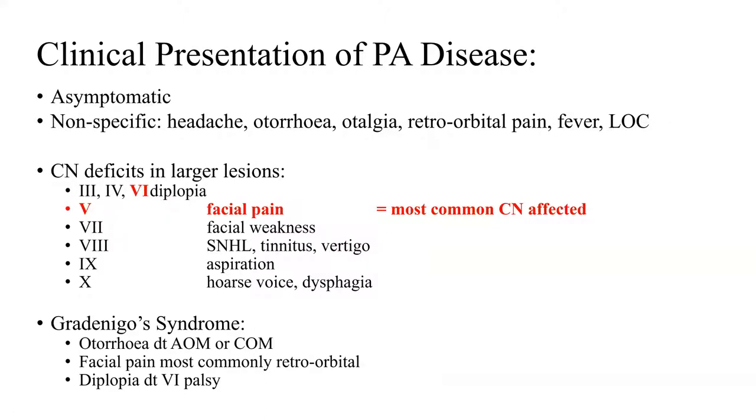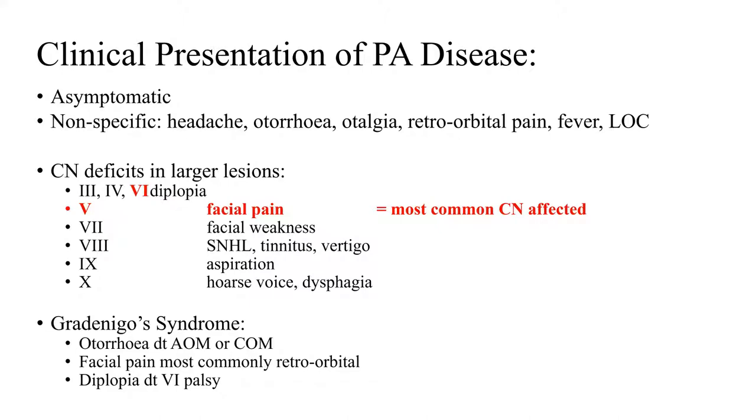Firstly, in terms of the clinical presentation of Petrous apex diseases in general, many lesions are completely asymptomatic and just an incidental finding on a scan done for another reason. Some of the symptoms are completely non-specific, like headache, otorrhea, which is sometimes bloody, otalgia, retroorbital pain, other areas of facial pain, fever, and loss of consciousness. Some larger lesions can produce cranial nerve deficits, particularly causing diplopia, and the abducens is the most common cranial nerve to be affected, causing diplopia. Facial pain from involvement of the trigeminal nerve is actually the most common cranial nerve affected overall by all Petrous apex lesions. Facial weakness and spasms, sensorineural hearing loss, tinnitus, vertigo, aspiration, voice changes, and dysphagia can occur as well.